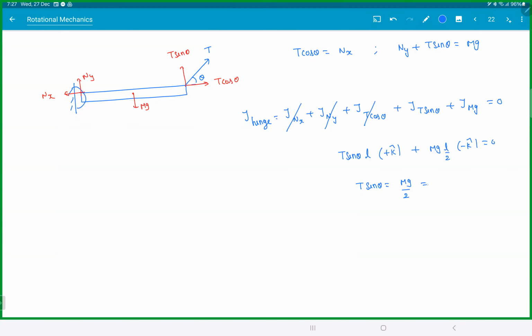If T sin theta is mg by 2, this also should be equal to ny. Ny aa gaya. Tension is mg by 2 sin theta. And next will be T cos theta, so mg by 2 cot theta. Check. That's it, straightforward. Draw the FBD, write the equations, force equations, vertical, horizontal, write one torque equation, solve.